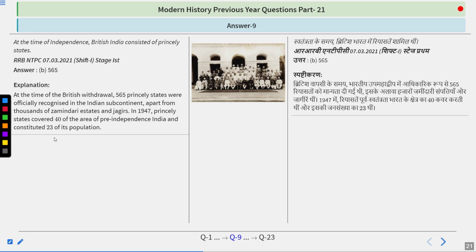All were merged into the Union of India after independence. Out of them, some also went to Pakistan, but 552 princely states were merged with India, in which three very important princely states were also there, like Hyderabad, like Jamnagar, and Kashmir.